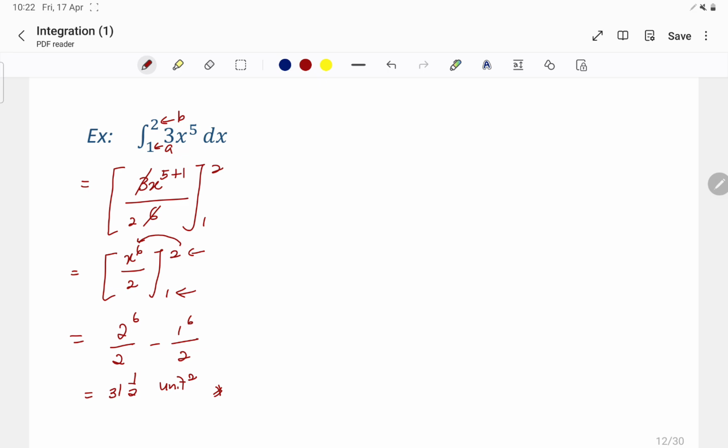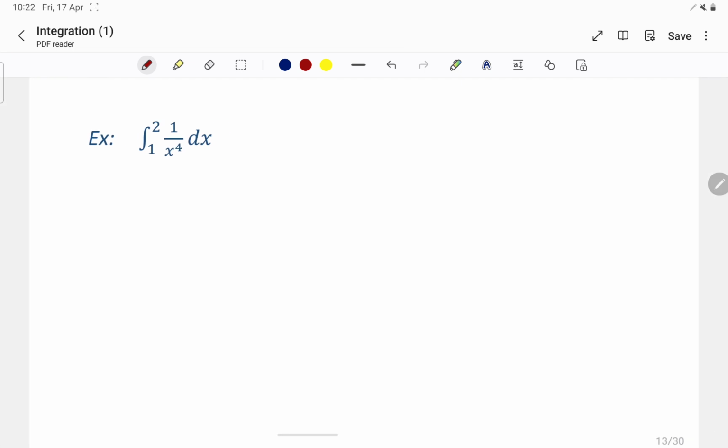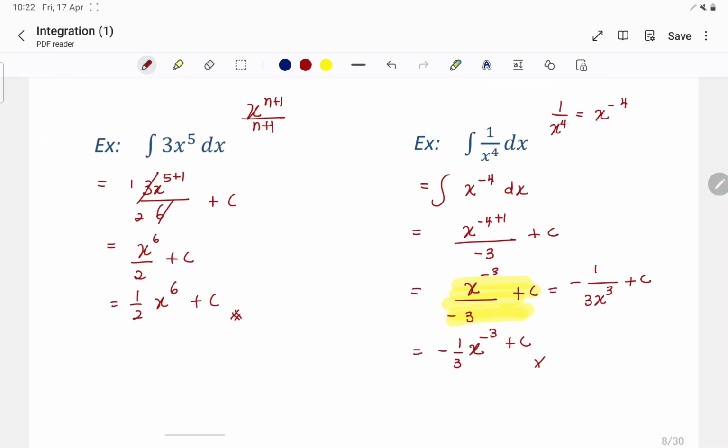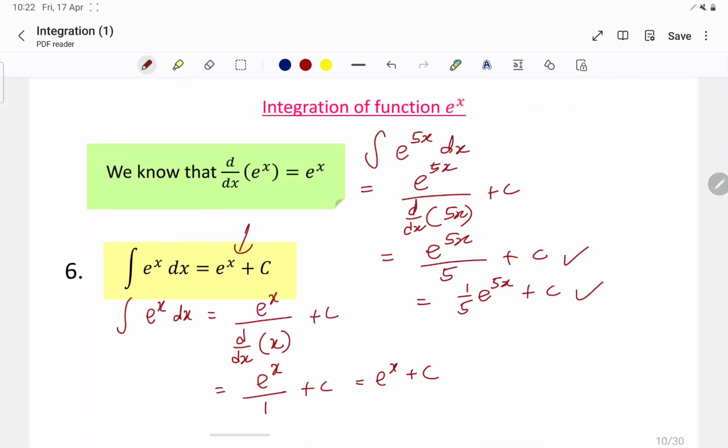So this is how you do for this question. Now the next one, let's say if we have 1 over x to the power of 4, and the upper limit, integrate starting from 1 until 2. So here 1 over x to the power of 4, when you integrate, you actually got, check from the previous question, negative 1 over 3x to the power of 3.